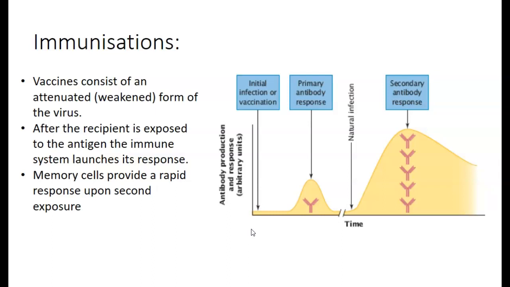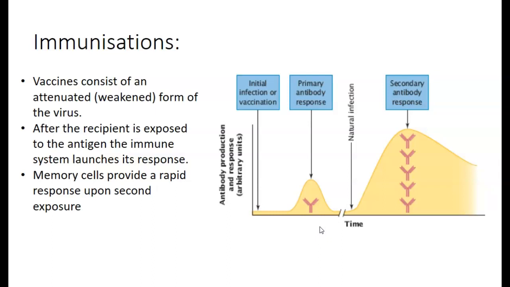So without being subjected to the infection itself, you are giving your immune system a wanted poster. You're giving them a snapshot of what the antigen looks like so that they can look out for it should you come across it under natural circumstances. So after the recipient is exposed to the antigen, your immune system will launch its response as per usual. The steps of an immune response to a vaccination are exactly the same as what we've covered when we've talked about the adaptive immune response.